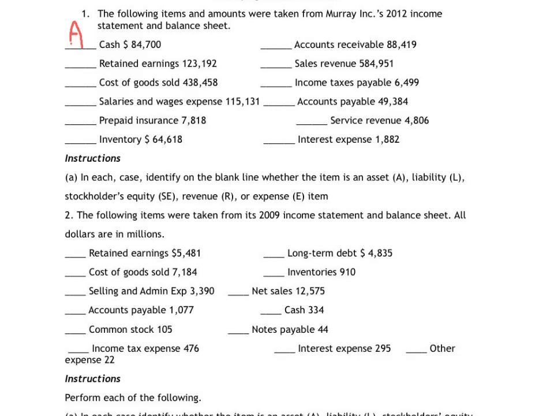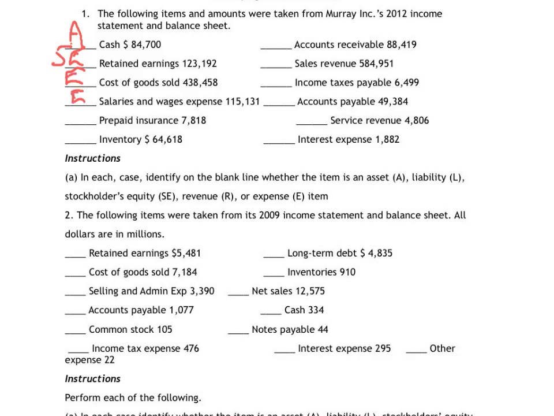Now, retained earnings. Retained earnings are the earnings a corporation earns, profit that the corporation earns, and keeps. It belongs to the shareholder, and they keep it in an account called retained earnings. So that is shareholders' equity. Cost of goods sold. Cost of the items that the company has sold to the customers. That is an expense. Salary and wages expense, obviously, an expense.